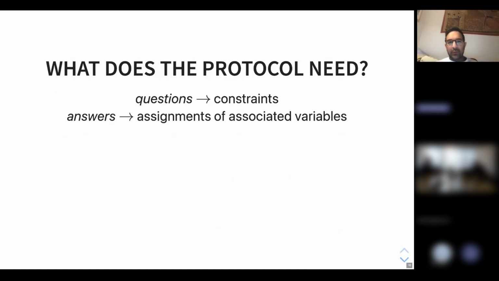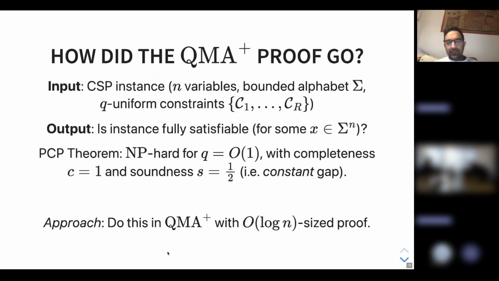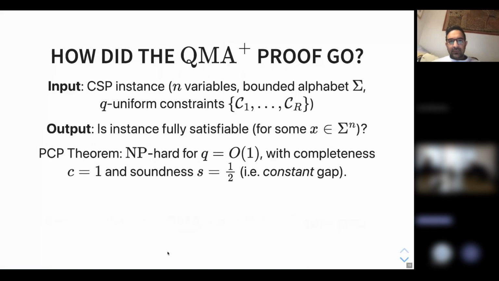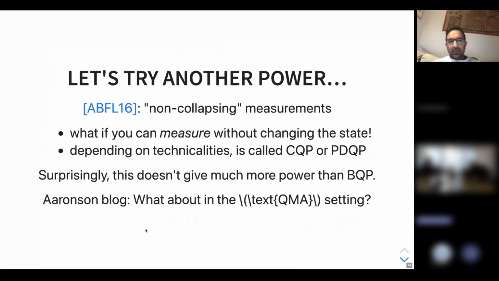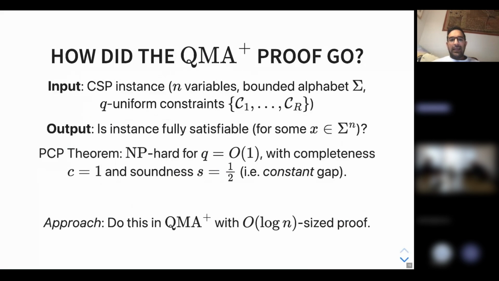So what does the protocol need? You need to encode the questions as constraints. Yeah, on the previous slide, where did the plus come into play? Oh, there's no plus here. No, sorry, you were describing how the QMA plus proof goes, and I was wondering where the plus played a role in the proof outline you sketched. Yeah, it will come in handy right after this.